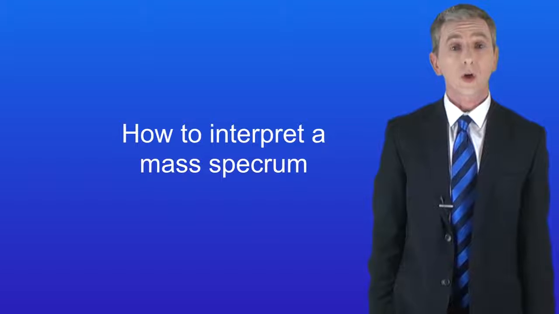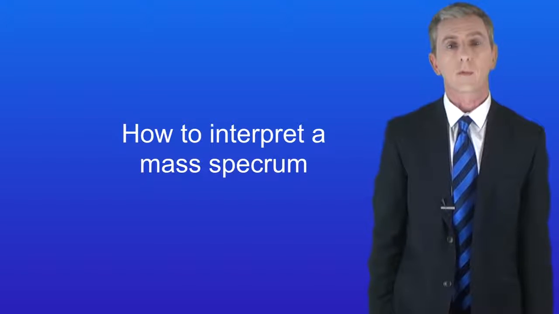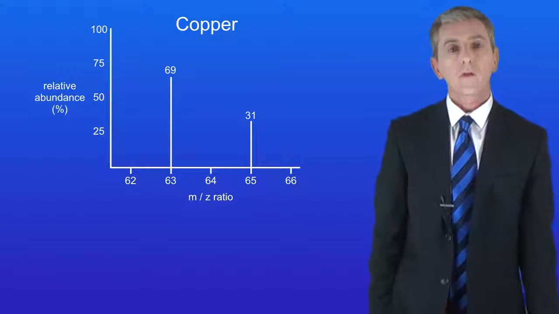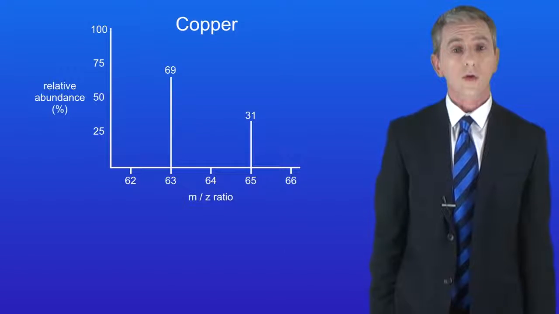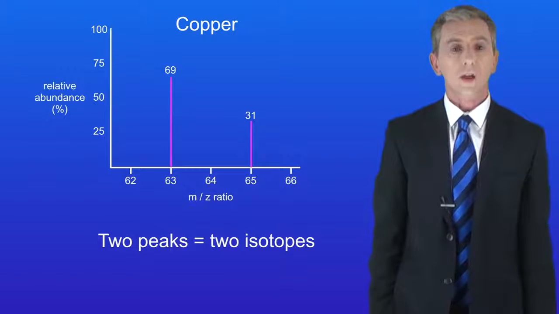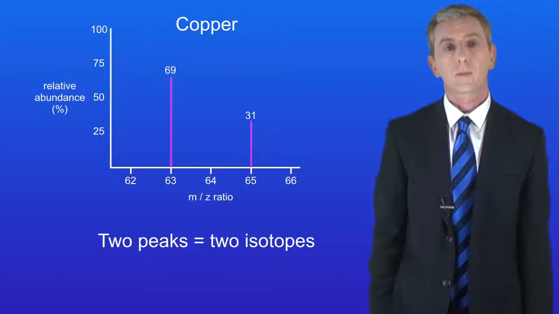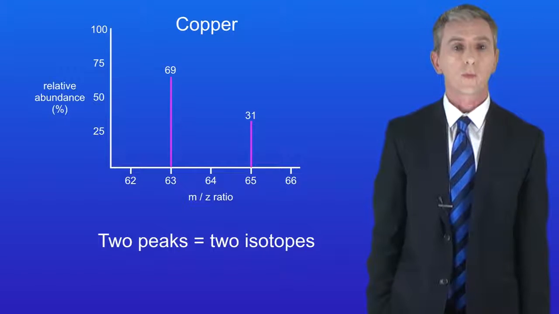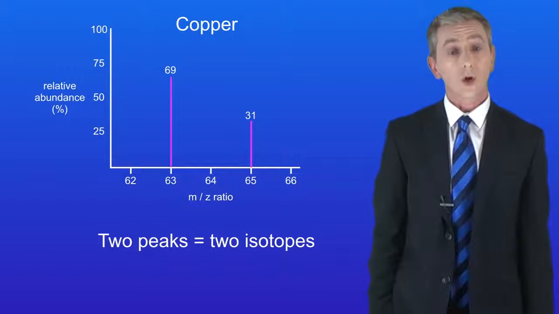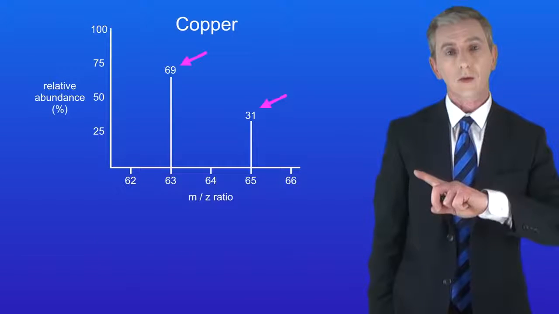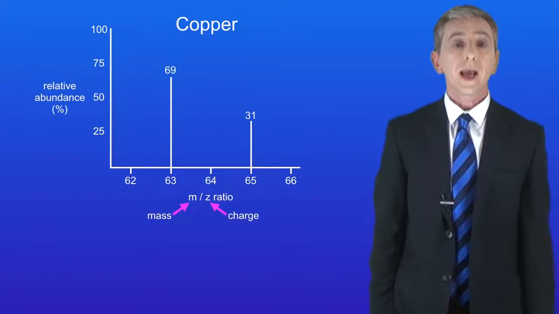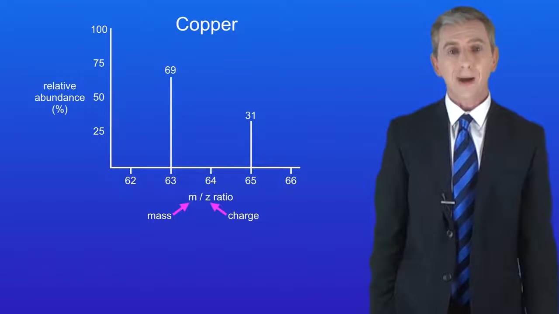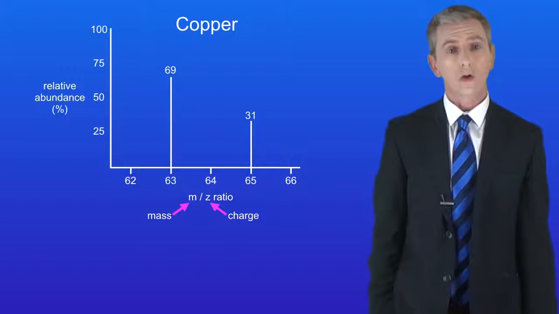Okay, so in this section we're going to look at how to interpret a mass spectrum. I'm showing you here the mass spectrum for the element copper. The first thing to notice is that the spectrum has got two peaks. That tells us that copper has two main isotopes. The y-axis shows us the relative abundance for the isotopes. Usually these abundances are also given at the top of each peak, like this. On the x-axis we've got the m/z ratio. This is the ratio of the mass of each ion to its charge.